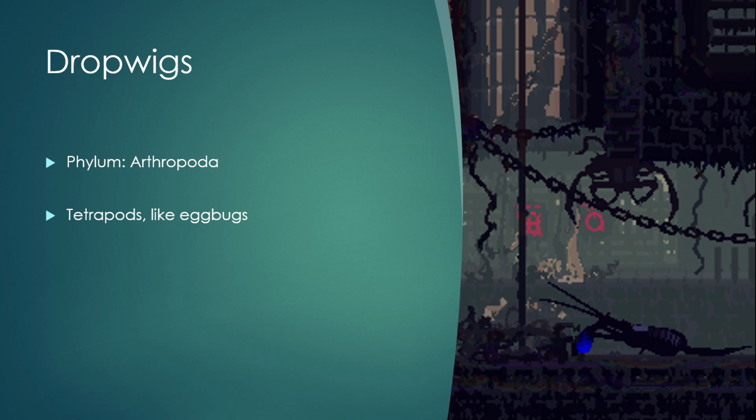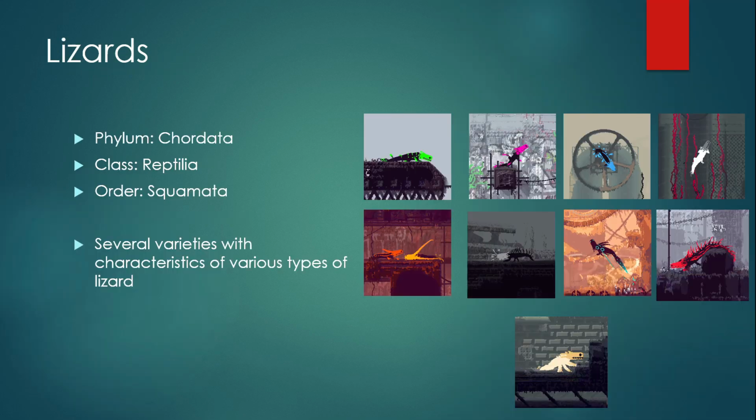Alright, next up are Dropwigs. Dropwigs are also arthropods, and they are also tetrapods like the egg bugs mentioned before. One YouTuber who does a lot of content regarding Rain World, Das Zombis, I think that's how it's pronounced, apologies if I pronounced that wrong, had a hypothesis that the egg bug and the dropwig are effectively an example of extreme sexual dimorphism, which, both being tetrapods, is a supporting feature of.